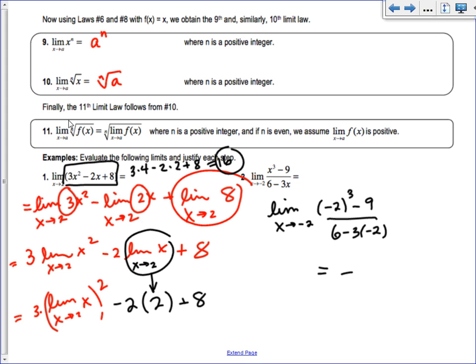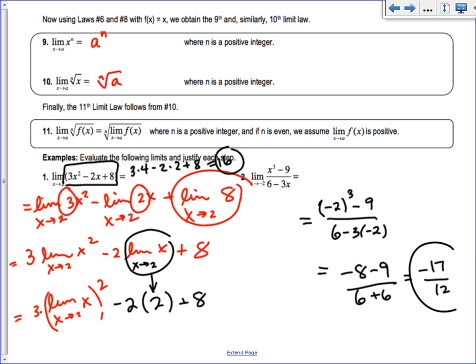I don't need the limit in front, actually. I had already plugged it in. All right, so I get negative 8 minus 9 over 6 plus 6. So I get negative 17 over 12. Good? That's the answer.